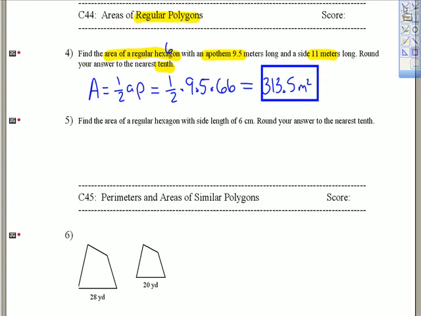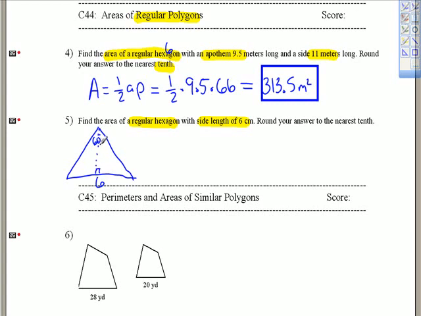Alright, number 5 was more difficult because they just gave us the side length and told us that we had a regular hexagon. They didn't give us the apothem, so we had to figure that out. So let's look at one section of the hexagon. We know that there would be 6 of these going all the way around, so the angle here would be 60 degrees, 360 divided by 6. We know that one side of that thing is 6. The apothem's this distance right here. If we can find that, we're home free.